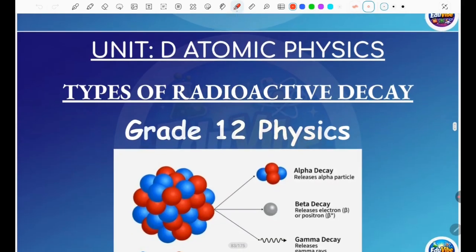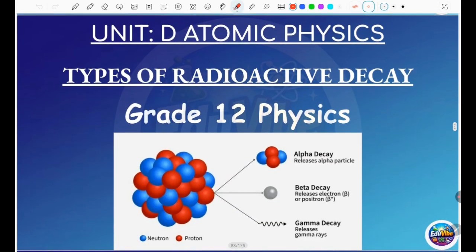In today's lesson, we are moving to the next topic of atomic physics, which is a continuation of the previous topic, radioactive decay. Now we're doing the types of radioactive decay, which is a very important topic. We are covering all the types of radioactive decay with the theory part, along with the types of reactions and equations we want in every decay.